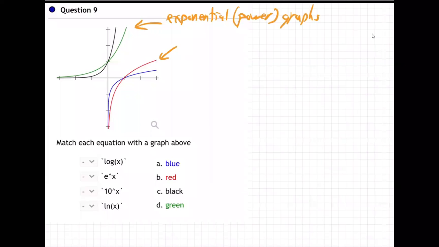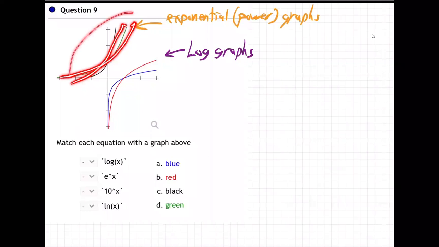These guys down here, let me check my color here to be clear, these guys down here are log graphs. So you should know right away that the ones that explode, remember exponential graphs explode upwards, those are power graphs, exponential graphs. The ones that go really low are log graphs.